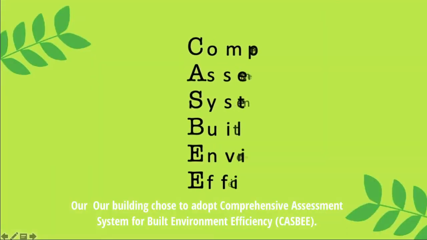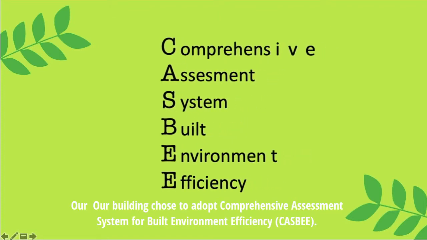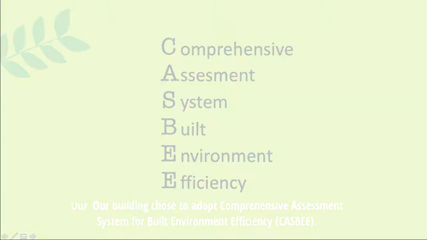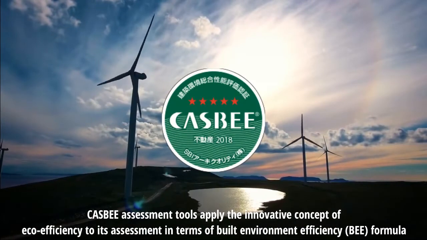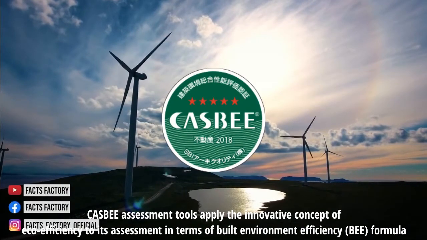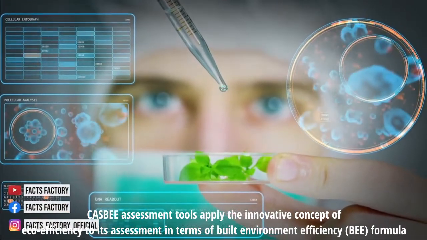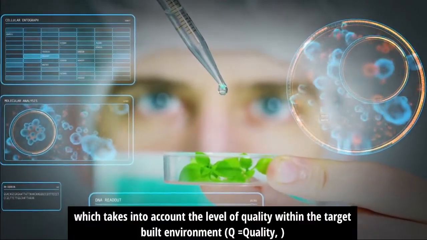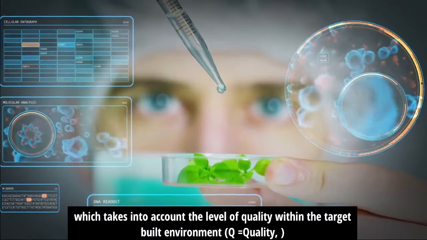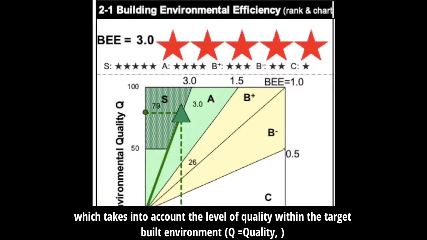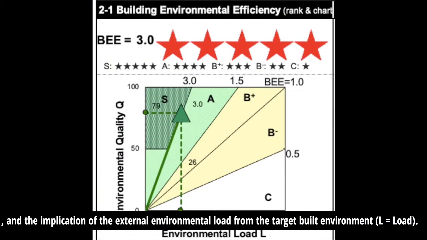Our building chose to adopt the Comprehensive Assessment System for Built Environment Efficiency, CASBEE. CASBEE assessment tools apply the innovative concept of eco-efficiency to its assessment in terms of built environment efficiency, BEE, a formula which takes into account the level of quality within the target built environment, Q equals quality, and the implication of the external environmental load from the target built environment, L equals load.